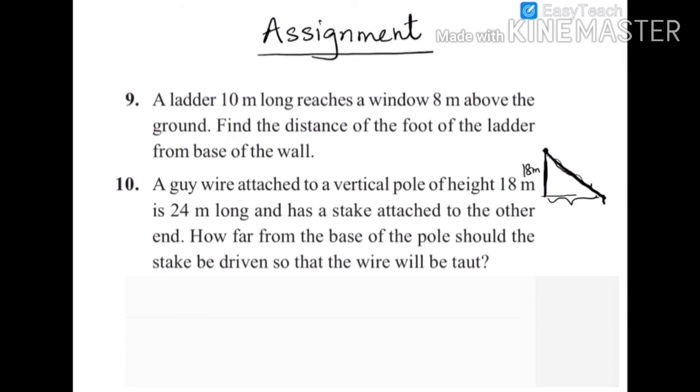So this forms a right angle triangle where length of the pole is given as 18 meters. The length of the wire is given as 24 meters and you have to find at what distance is the stake driven into the ground so that this wire is taut, that is this distance. So we have to use Pythagoras theorem and find out the third side in this right triangle.